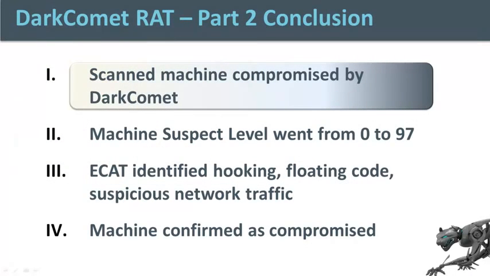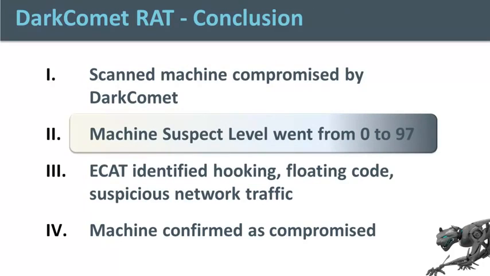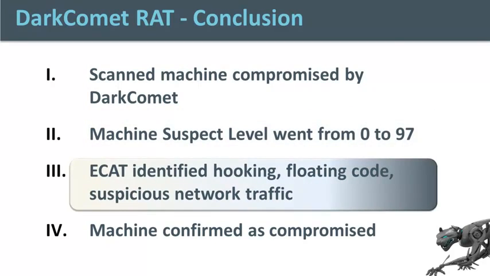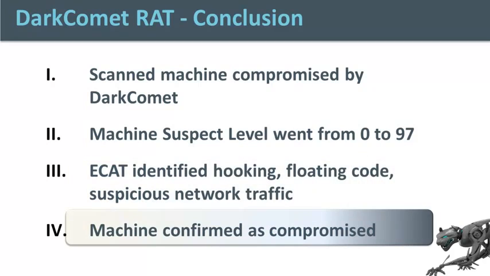In conclusion, in this video we saw a machine previously infected by DarkComet was scanned by ECAT. ECAT raised the machine suspect level from 0 prior to infection to 97 after the scan. ECAT did this by identifying Windows hooks, floating code, and network traffic, amongst other things, that were suspicious. Investigating further, we confirmed the machine was compromised, even though signature-based AV detected nothing.